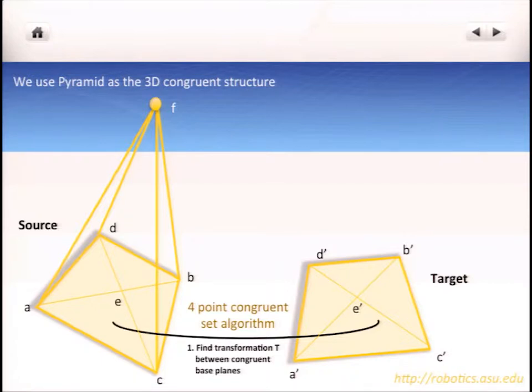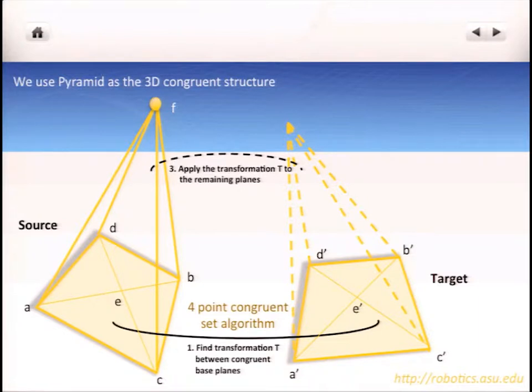We then apply the transformation T to these base apex planes to get a new set of base apex planes in the target. The intersection of these base apex planes in the target gives you a new virtual apex for the pyramid in the target. Let this point be f double dash.